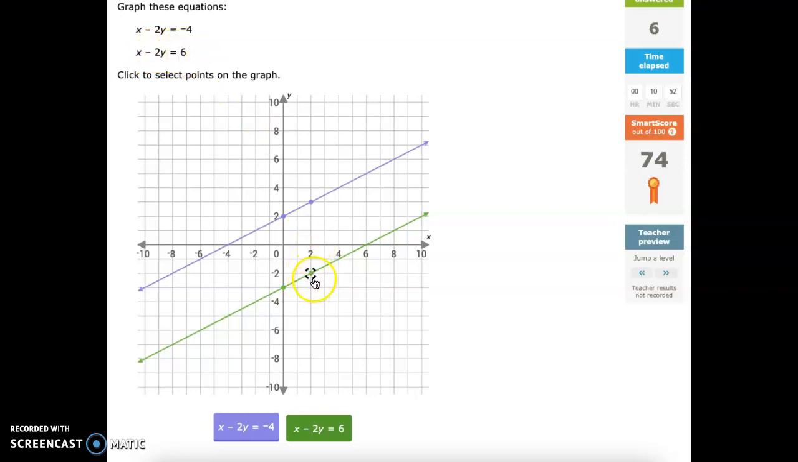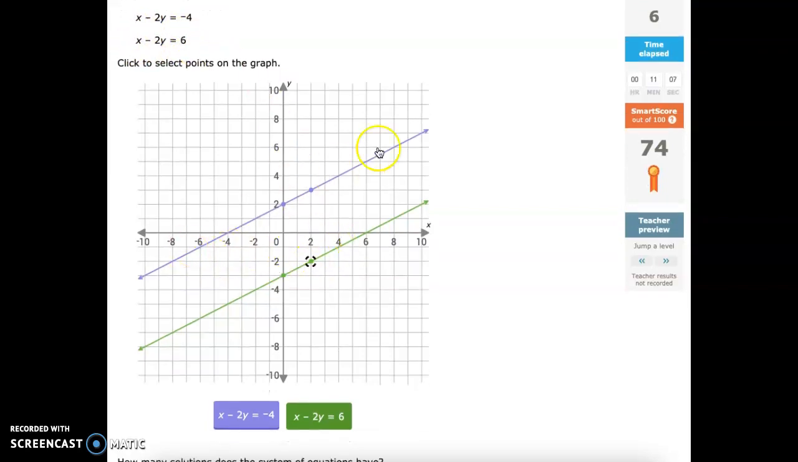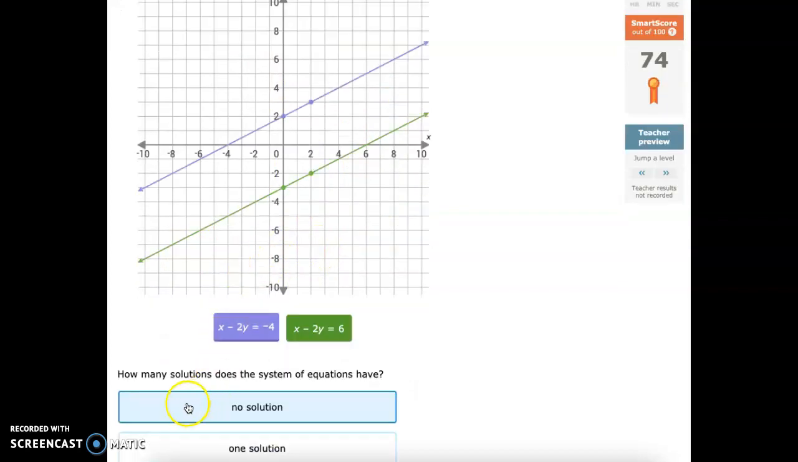Here I have 2, negative 2. Let's check that. 2 minus 2 times negative 2 equals 6. Negative 2 times negative 2 is 4. 2 plus 4 is 6. So this is in fact the correct lines.